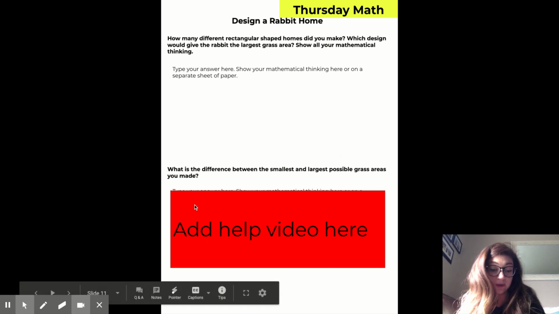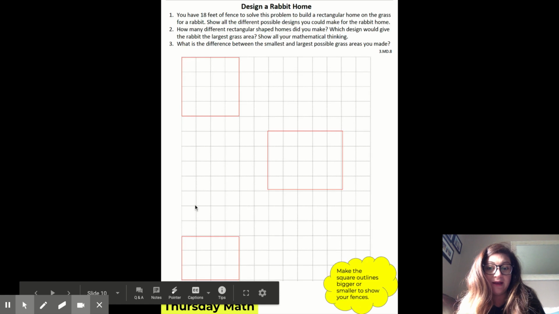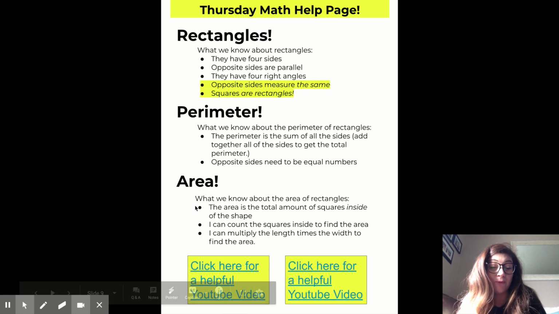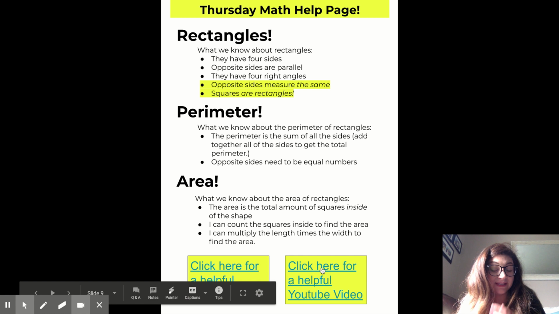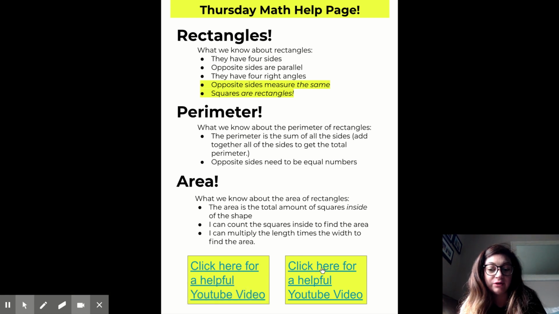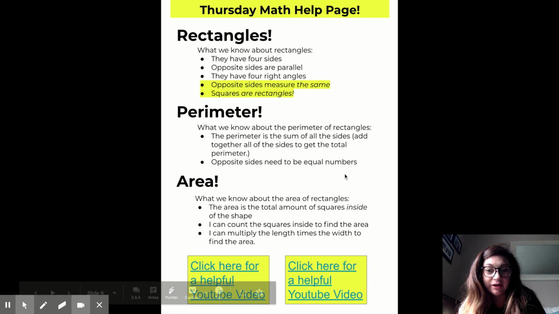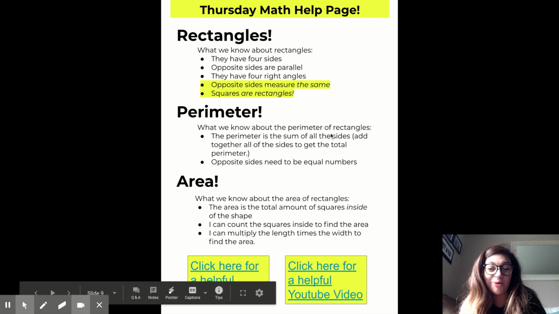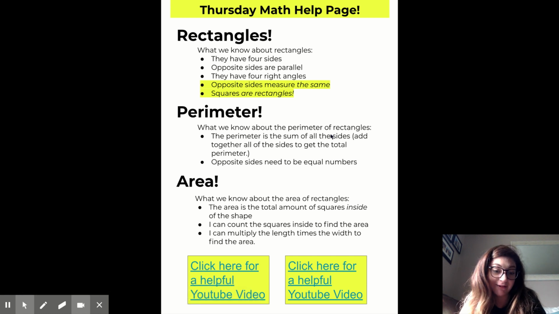This red box will not be here when you are working. But if you need more help, there are videos that I have sent on the non-digital agendas, and there are videos on Google Classroom that you can click for help. You can also take a screenshot of this page or pause the video on this page to help with rectangles, area, and perimeter. If you need more help, reach out to your teachers. We would love to help you with this one.